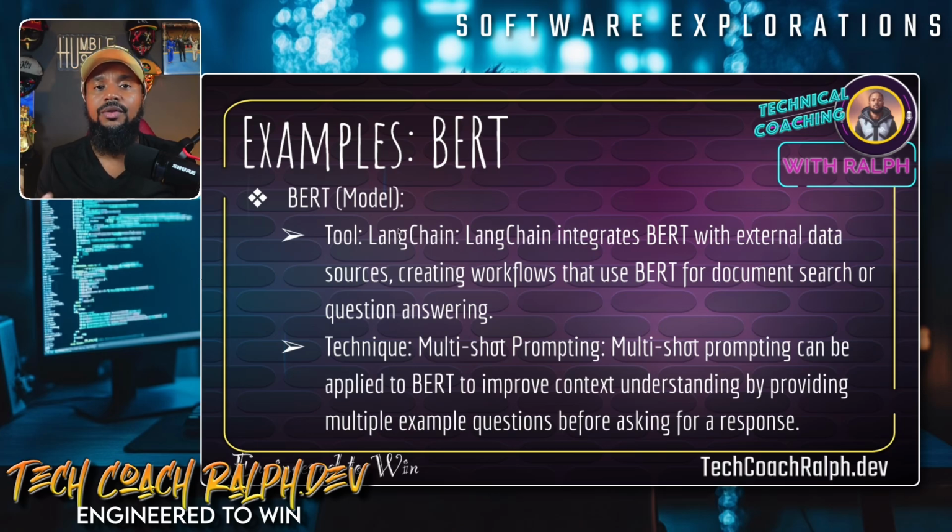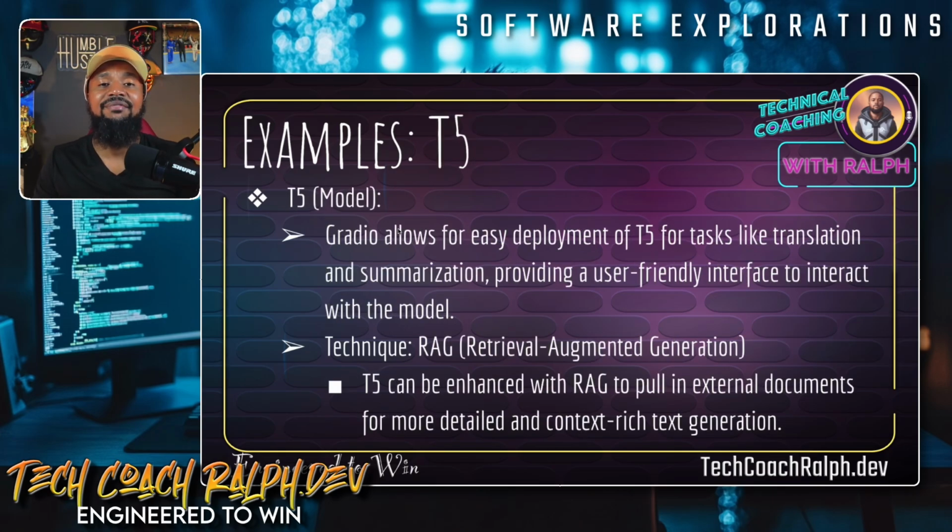Now, there's also BERT. BERT is the model. The tool that it uses is LangChain. LangChain integrates BERT with external data sources, creating workflows that use BERT for document search or question answering. The technique it uses is multi-shot prompting. Multi-shot prompting can be applied to BERT to improve context understanding by providing multiple example questions before asking for a response.